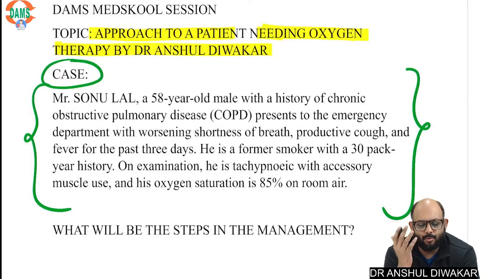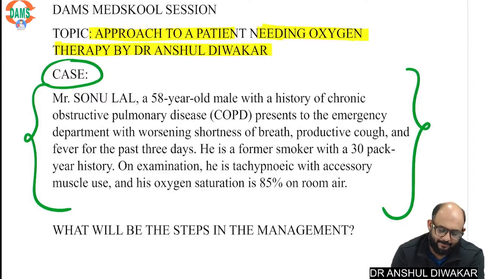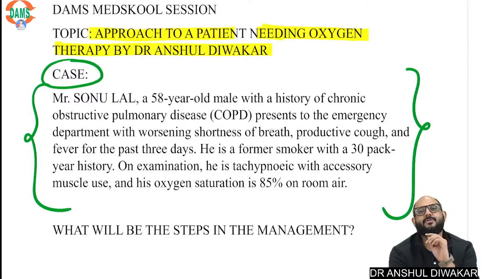So a patient who is a known case of COPD presents to emergency with shortness of breath, productive cough and fever from the past 3 days. He is a former smoker with 30 pack years of smoking. So first tell me your diagnosis, and then we will move on to examination and confirming that diagnosis, and then we will think of management. Just like how you take a case in your ward, a general medicine case for your final exam, this is exactly how you approach your patients clinically as well, right? There's no difference. So tell me, what is your diagnosis here?